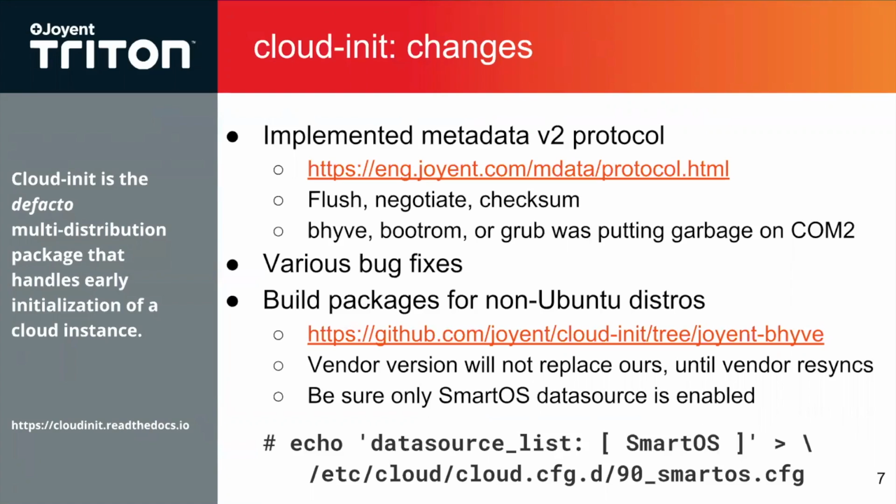The problem was that somewhere between Bhyve, the boot ROM, or Grub, something was spitting out a few clear screens onto COM2, and that was screwing up the first get that was being sent. And the first get that was being sent was the network request for SDC NICs. We also had various bug fixes and probably some minor feature additions that were helpful in getting it to work well.